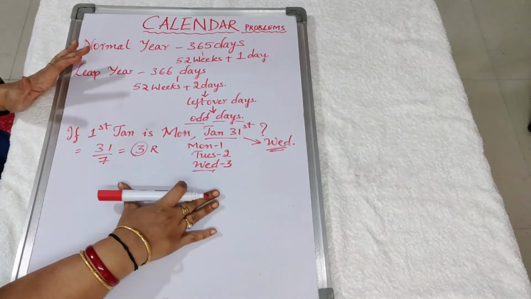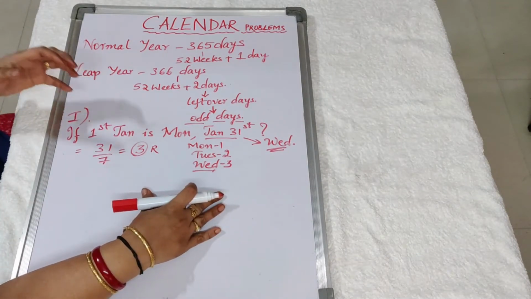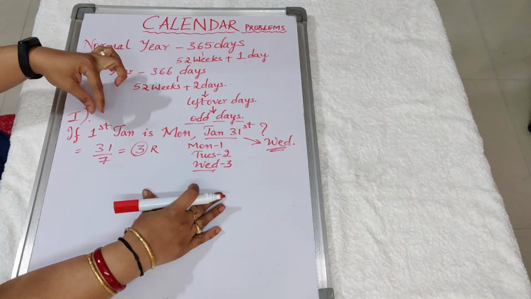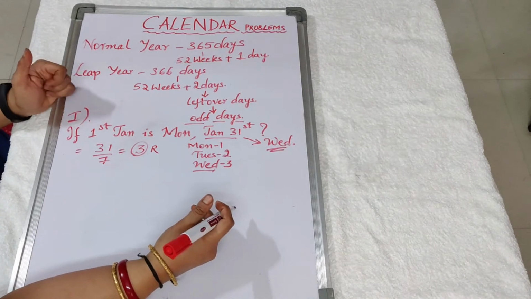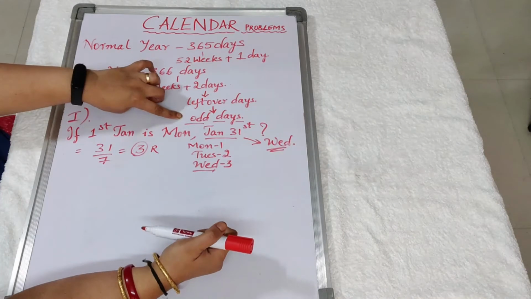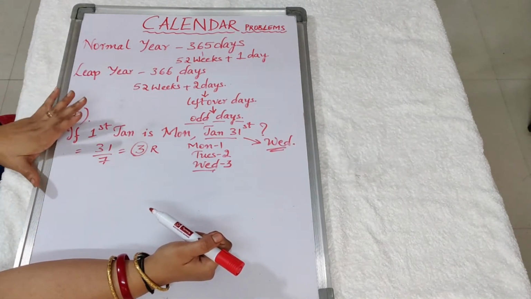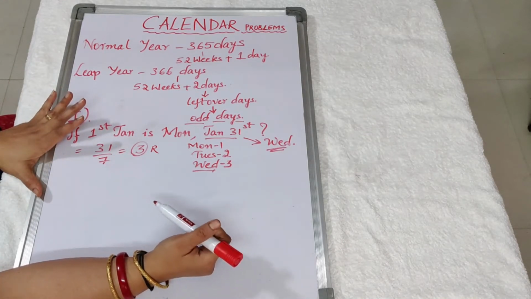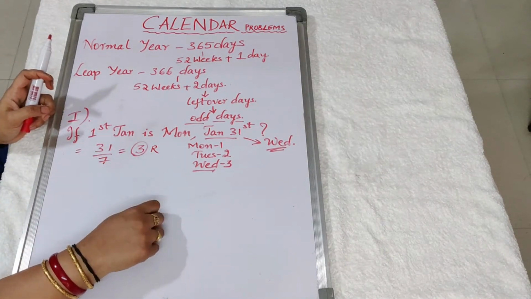These are the type 1 problems, where you are given only the date and the month. Only that particular day is given, and you have to find the other days of that month. Then you use this odd days concept. So this is the first category of problems that we are doing in the calendar concept. Okay, now quickly let's go on to the leap year concept.